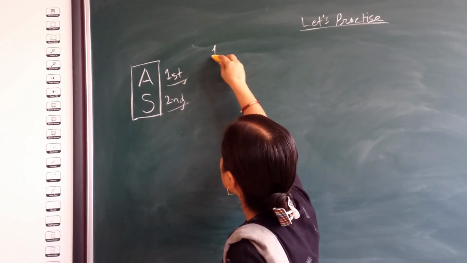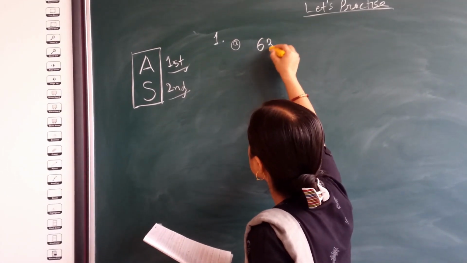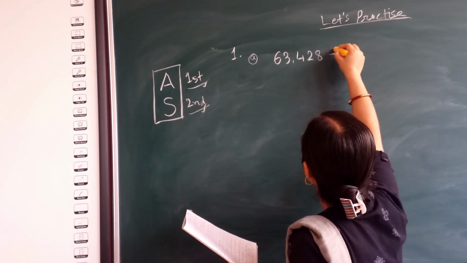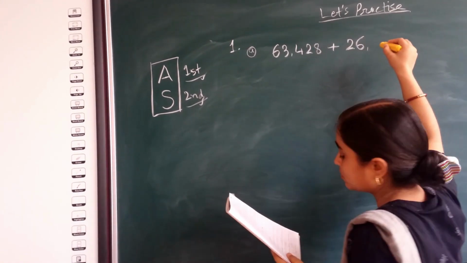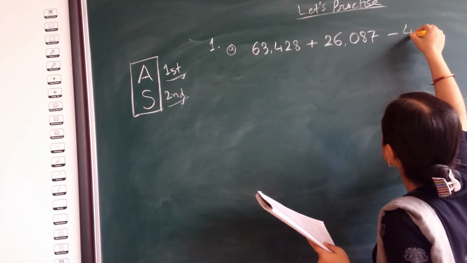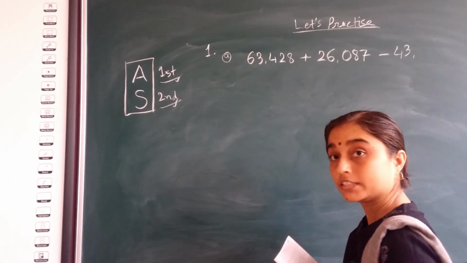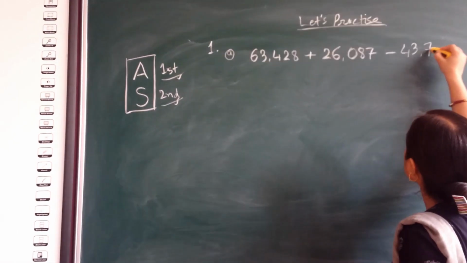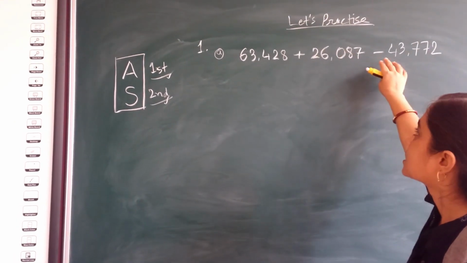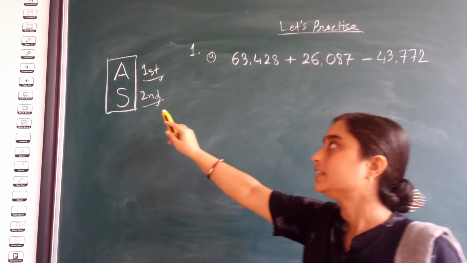What is the sum? Let's practice. Question number 1. What is it? 63,428 plus 26,087 minus 43,772. See, one addition is also, one subtraction is also. So what we will do first? We will do first addition and then we will do subtraction.